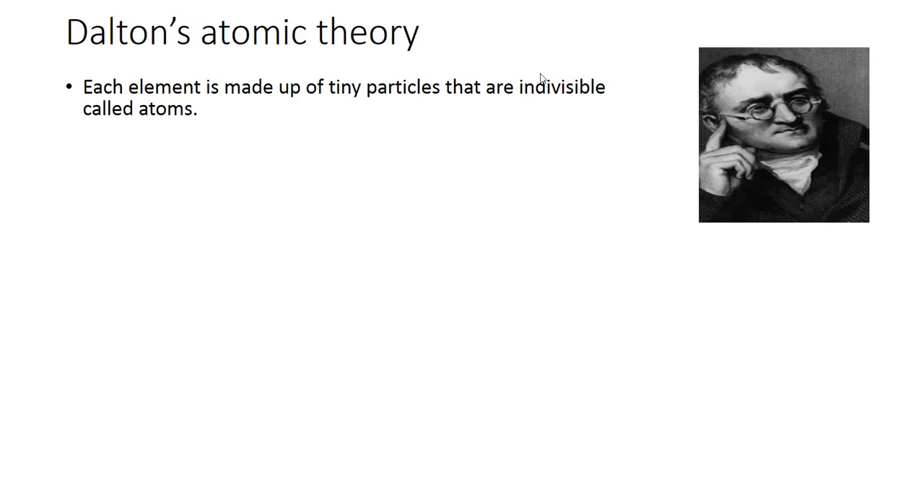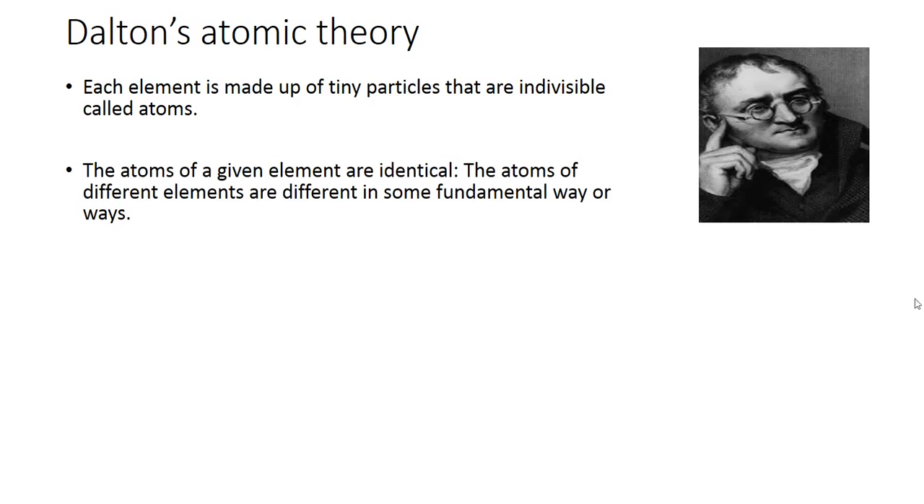Dalton's atom was indivisible. The atoms of a given element are identical. The atoms of different elements are different in some fundamental way or ways. So if we look at the element oxygen, anywhere it should have identical atoms. That's what Dalton's theory says. If we compare the oxygen element and the carbon element, we see that they are different in some fundamental ways. That's what Dalton's atomic theory said.